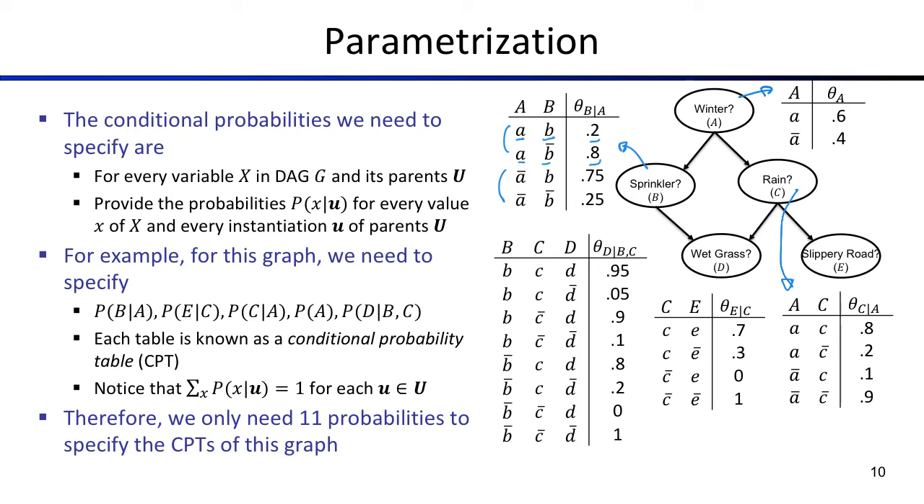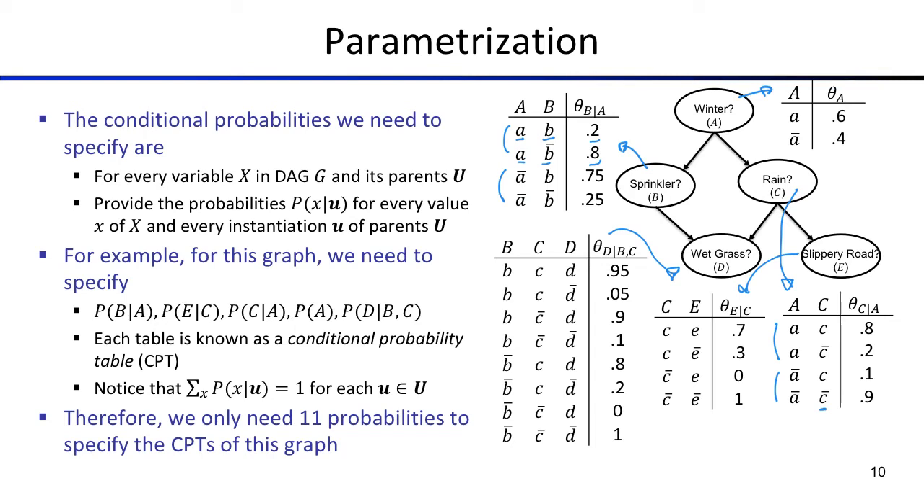So we have here winters. In the winter, the probability of raining is higher than not raining, and when it's not winter, we have a higher probability of not raining. And this is the conditional probability for E, and this is the conditional probability for the variable D. As D has two parents, it will be a larger table. It will involve three variables, B, C, and D, and will be specifying the probability of D given B and C, the probability of variable D given its parents, B and C.